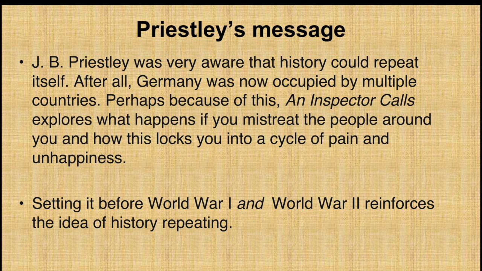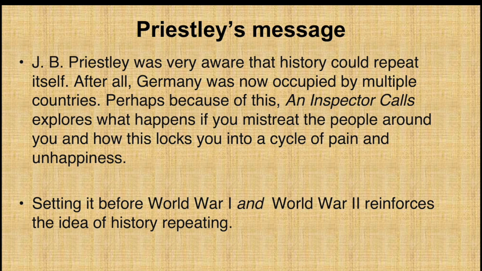So Priestley's message is that he's very aware that history can repeat itself. After all, Germany was now occupied by multiple countries, so because of this, An Inspector Calls shows what happens if you mistreat the people around you, and how this locks you into a cycle of pain and unhappiness. If you want to get the idea of history repeating, the fact that we've got a World War I and World War II re-emphasizes this idea of a cyclical nature of history.